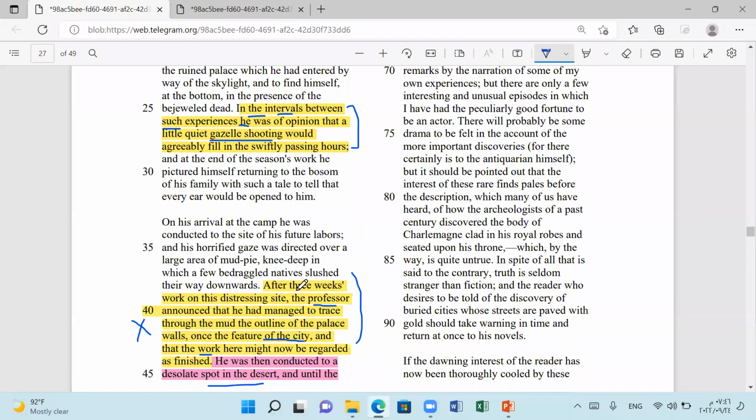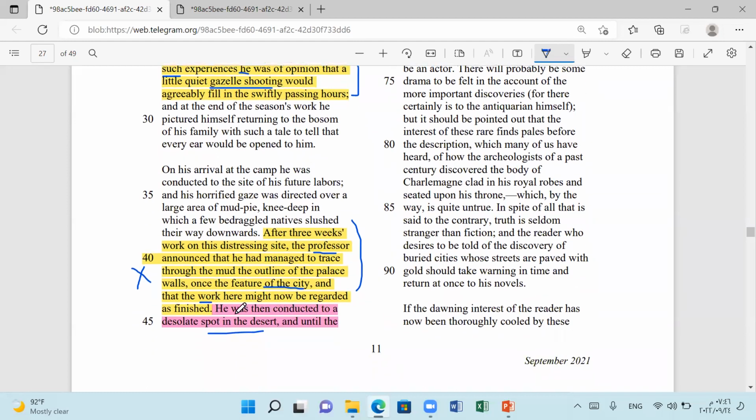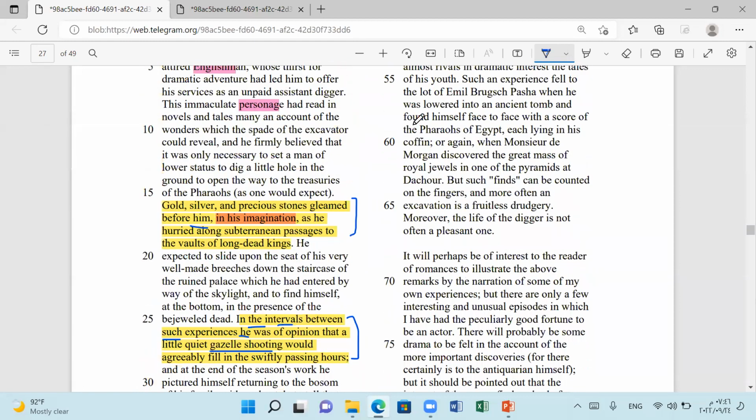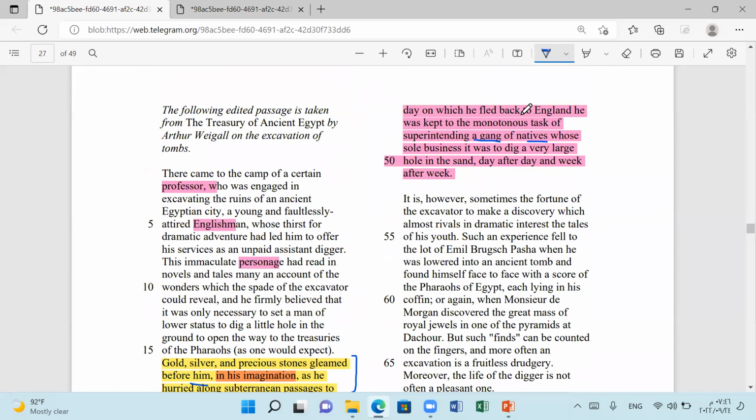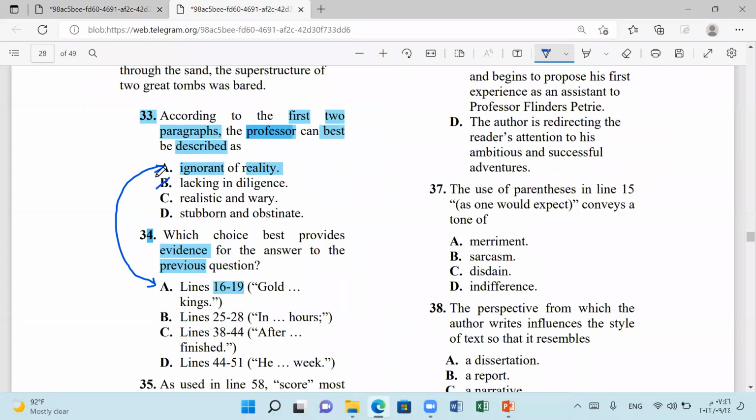Here, after 3 weeks work on this distressing site, the professor announced that he had managed to trace through the mud the outline of something, so he finished his task, so he is not lacking any diligence. He was then conducted to a desolate spot in the desert, and until the day on which he fled back to England, he was kept to the monotonous task of superintending a gang, working till the very last day. So definitely this one has no match.